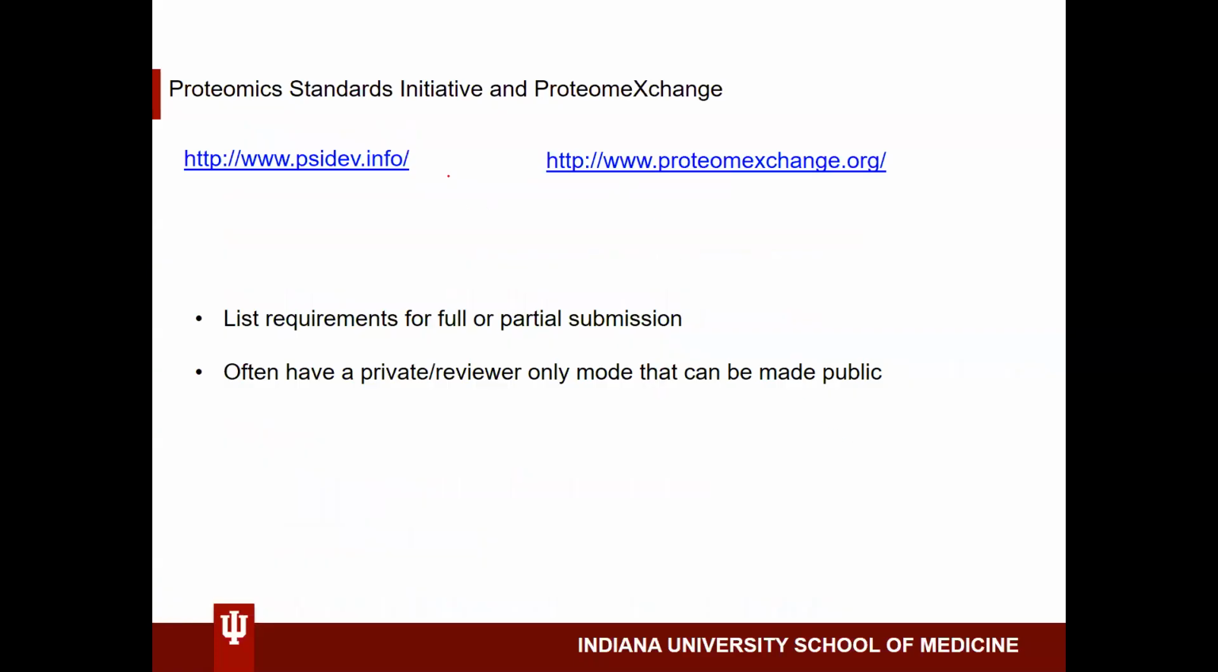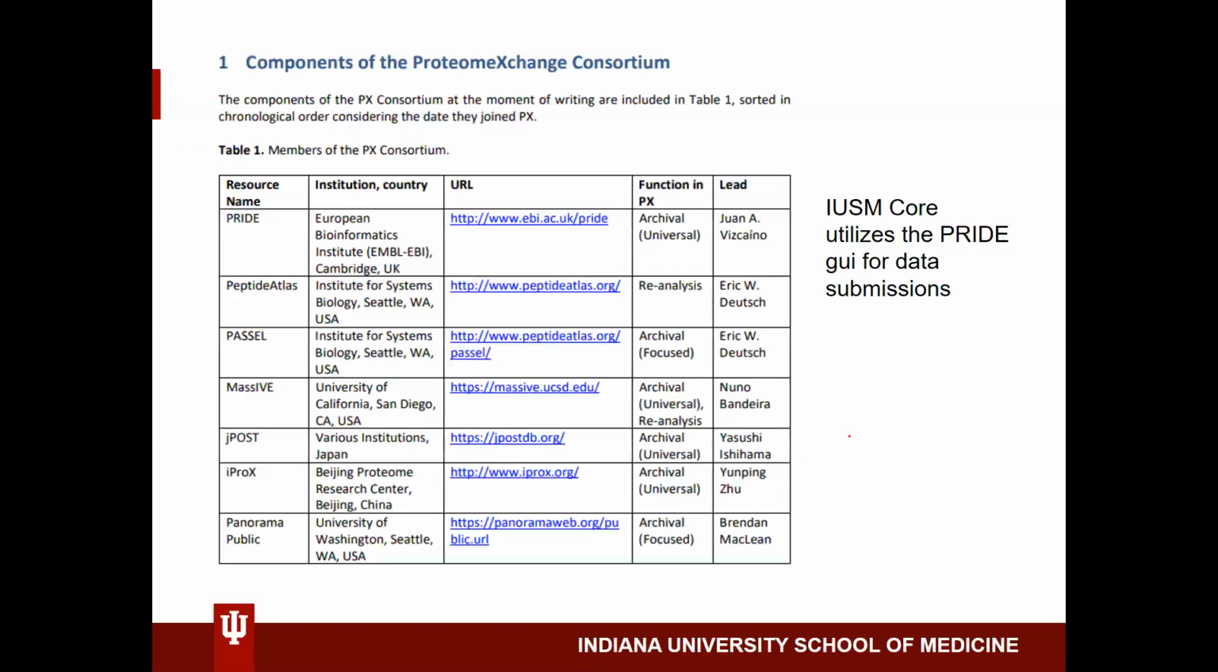This has really grown a lot in the last year, and I invite you to view the Proteomics Standards Initiative and Proteome Exchange. And Proteome Exchange is a good way of viewing all sorts of data. Both of these will list requirements for full or partial submission, and they often have a private or reviewer-only mode that allows you to submit your data and get a link that you can send to reviewers, but the data is not publicly accessible until your paper has been accepted, and you can email and create publicly accessible data.